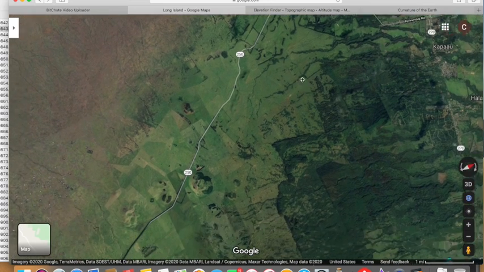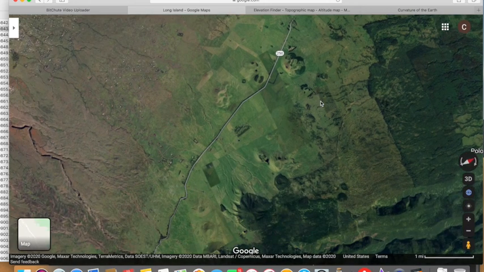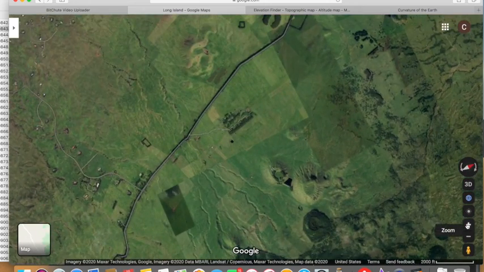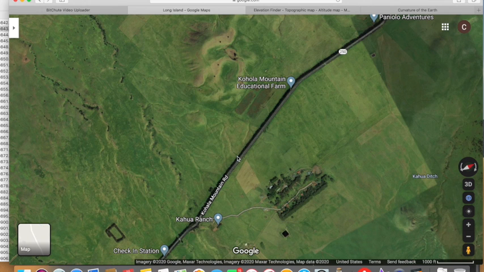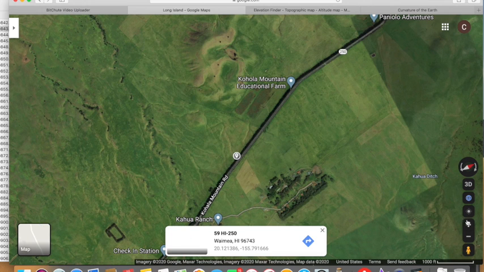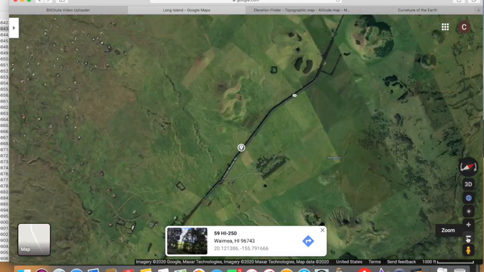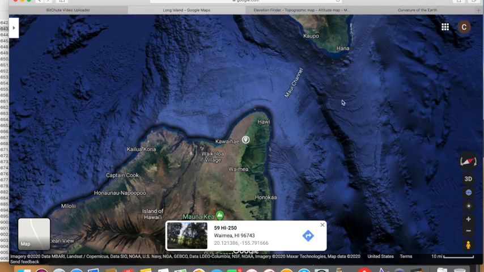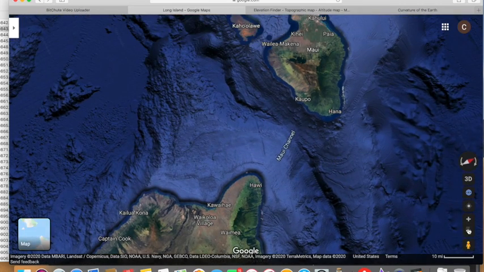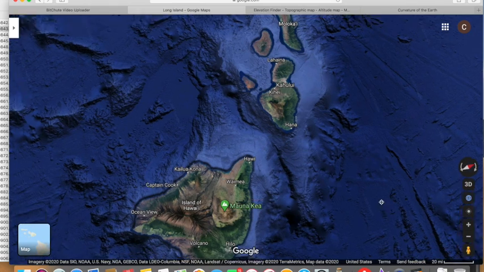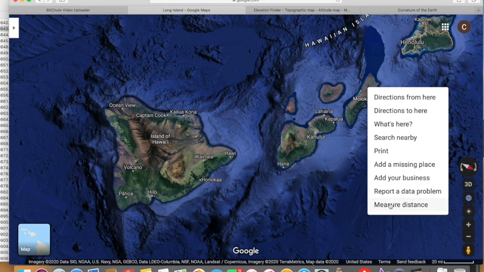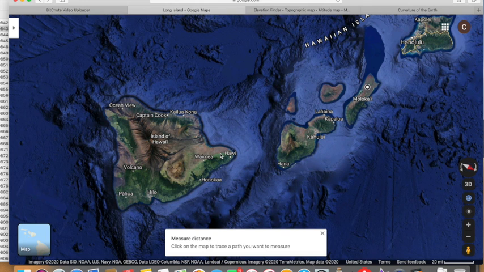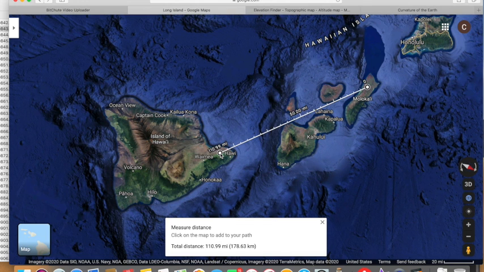There's the Na'alapa stables. Somewhere down, yeah, there it is. Right here. Okay. And backing out. Let's turn it sideways a bit so we can fit it better into our screen. Measure the distance. I lost sight of it, but it's around here. Still 110 miles or so.